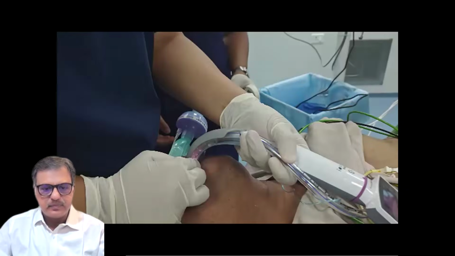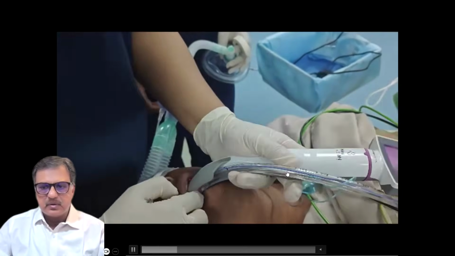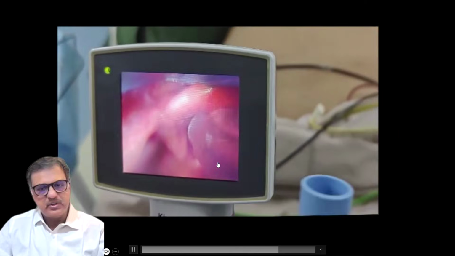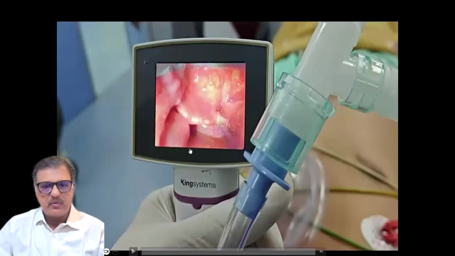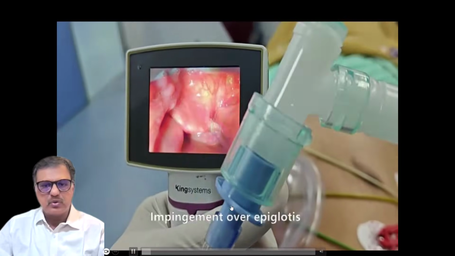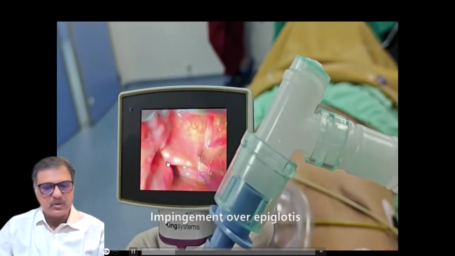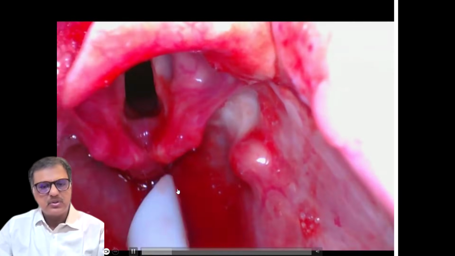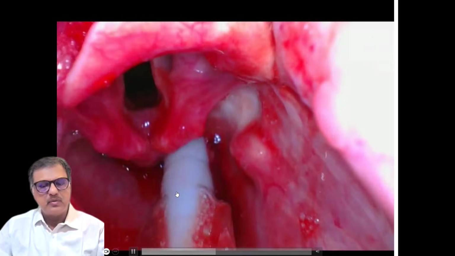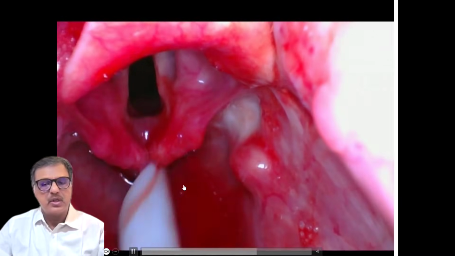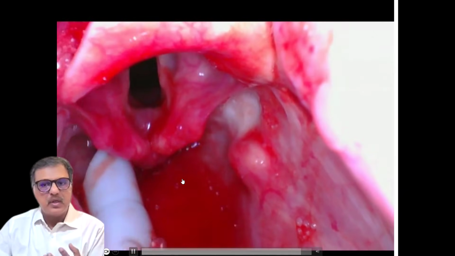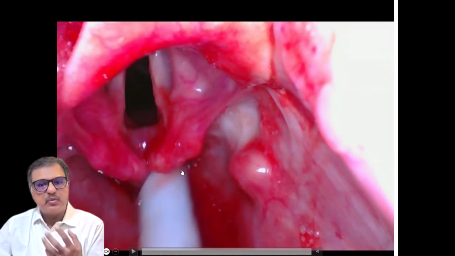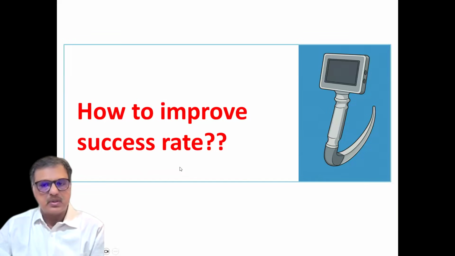Look at this video. Here I am using a non-channel videolaryngoscope, and it's very easy to use. The tube is easily going. On another video, the same videolaryngoscope, but a channel type, the tube is impinging on the epiglottis. Let's look at the third video. Here, using the non-channel videolaryngoscope for nasotracheal intubation, the tube is sliding to the surface. So how to overcome this problem? For that, we need to understand the design and the manipulation to be done in videolaryngoscopic intubation.